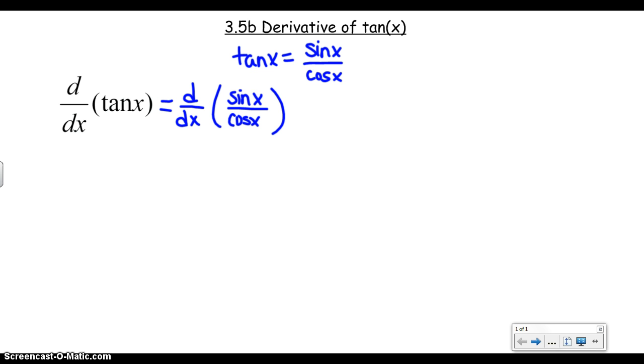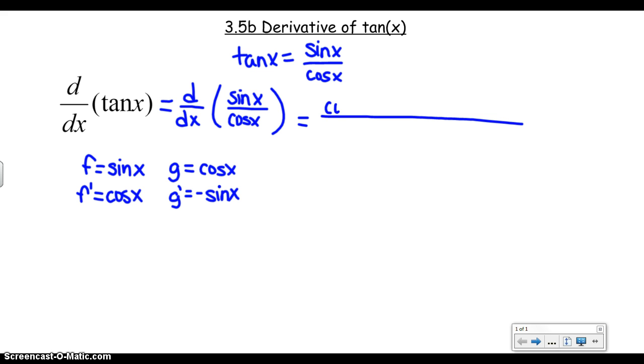So we're going to let our f function be sine x. So the derivative of sine x is cosine x. And we're going to let our g function be cosine x. And g prime will be negative sine x. So we're going to set this up using the quotient rule.